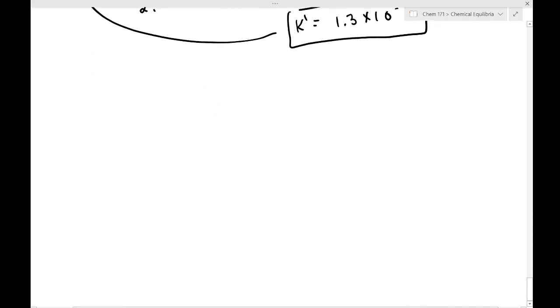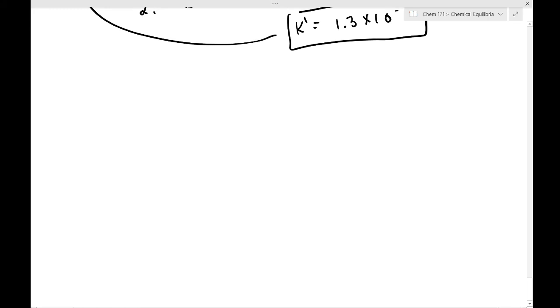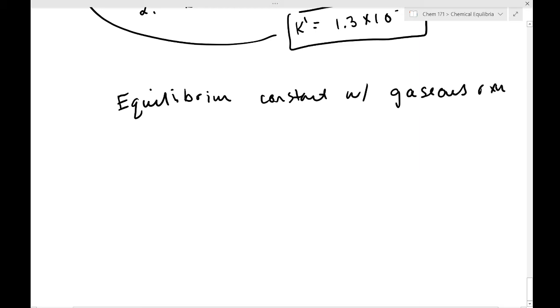So let's look at a particular class of reactions. Let's look at gaseous reactions at equilibrium. In the case of a gaseous reaction, we don't typically talk about concentrations. What we talk about more, and what we're going to use more if we have a gaseous reaction, is the partial pressure.